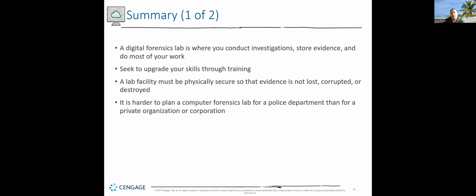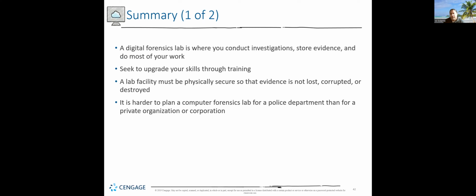I apologize. A digital forensics lab is where you conduct investigations, store evidence, and do most of your work. Seek to upgrade your lab and your skills through training. The lab facility must be physically secure so evidence is not lost, corrupted, or destroyed. It is harder to plan a computer forensics lab for a police department than for a private organization or corporation. The reason is that for the police department, you have to take into account all the kinds of hardware in the world that you could run into. That's why, and budgeting. It's a public thing.